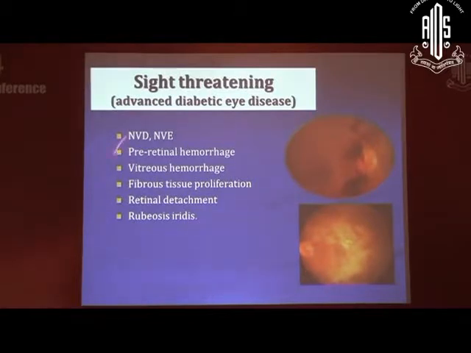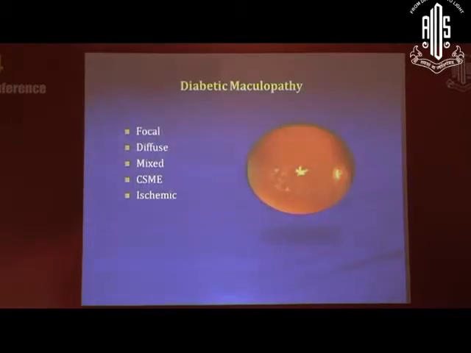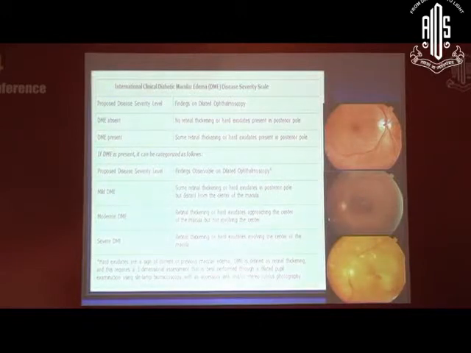Of course, there are more sight-threatening causes for the advanced PDR, which is associated with hemorrhage, neovascularization, detachment, rubeosis and other things. Moving on, from retinopathy to maculopathy, we have focal, diffuse, mixed and ischemic maculopathy. As I told before, the more practical classification is to classify into mild, moderate and severe diabetic macular edema, based on whether it is central involving or non-central involving, which is a more practical way of dealing with macular edema than the previous classification.